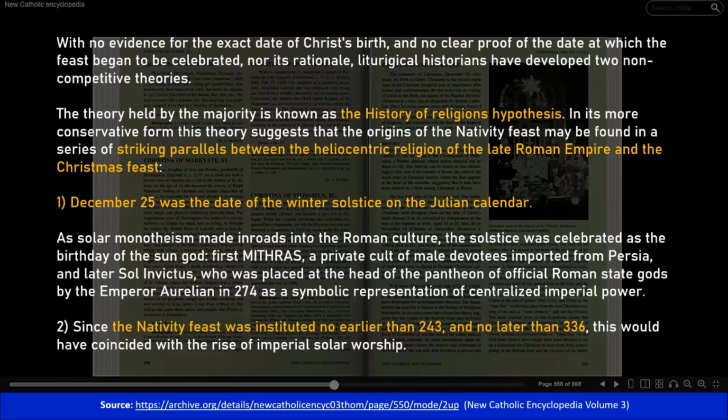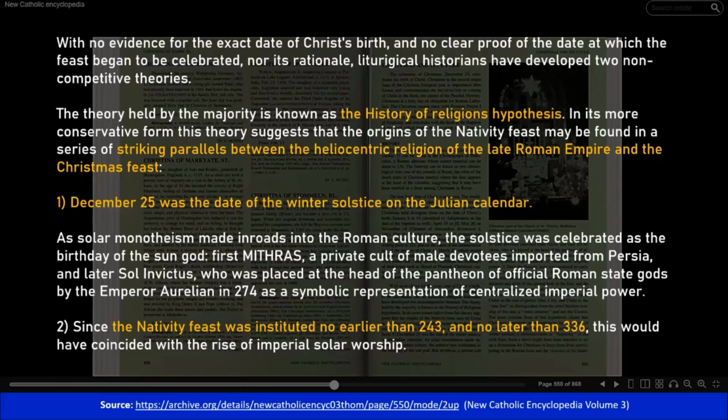centralized imperial power. So remember we read in 274 AD, we saw that just before Constantine, Aurelian had made a temple that was dedicated to the sun god Sol. Sun god of Sol is also Mithra. And here we have the Catholics recording in their encyclopedia that it's quite likely that this celebration that happened on the solstice, it's pointing towards your sun gods, Mithra and Sol Invictus, because that was the practice in the past.